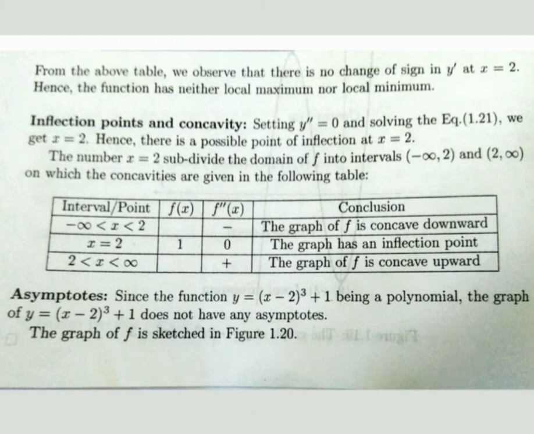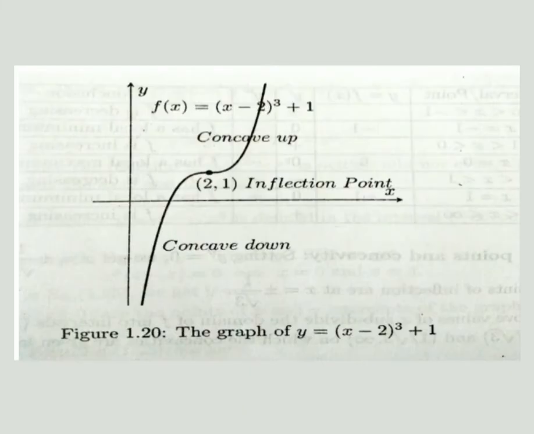Then let us see the asymptotes now. Again this is a polynomial, so this function does not have any asymptotes. Let us see the graph now. See the graph here, we have the point of inflection at (2, 1), concave up from 2 to infinity. Next minus infinity to 2, it is concave down.